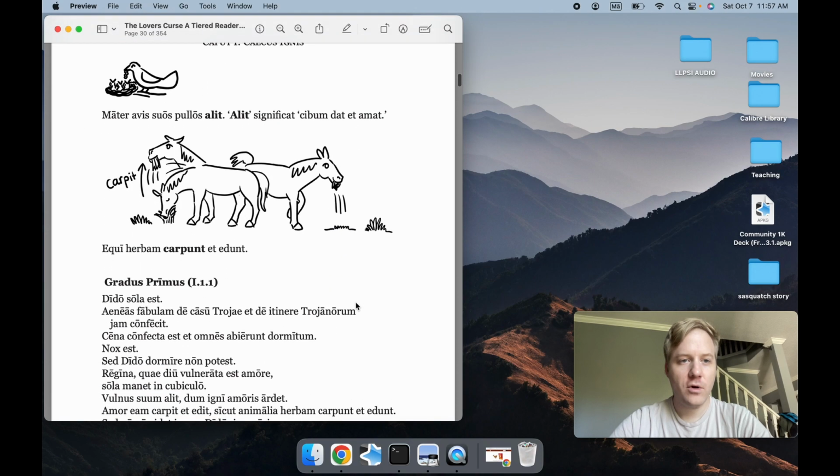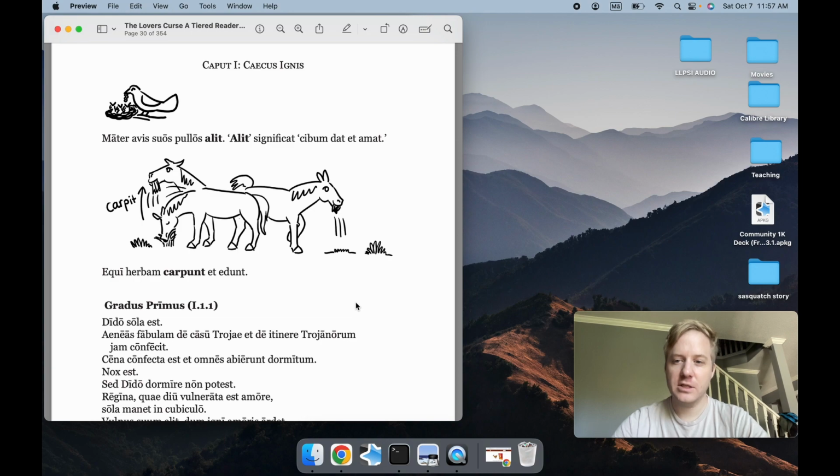And of course, there are some more pictures, some more simple sentences just to explain some of this vocabulary. Here's another example. Ma terawi suos pullos alit. Alit significat qui bundat tetamat. Explaining the word alit. And then lastly, equi herban carpunt dedunt. And so that provides you the base vocabulary that you're going to need to read either some of these tiers or the final original language.